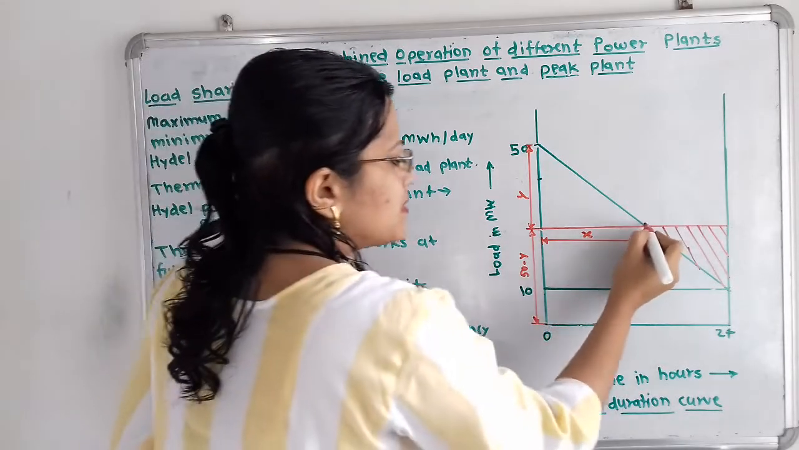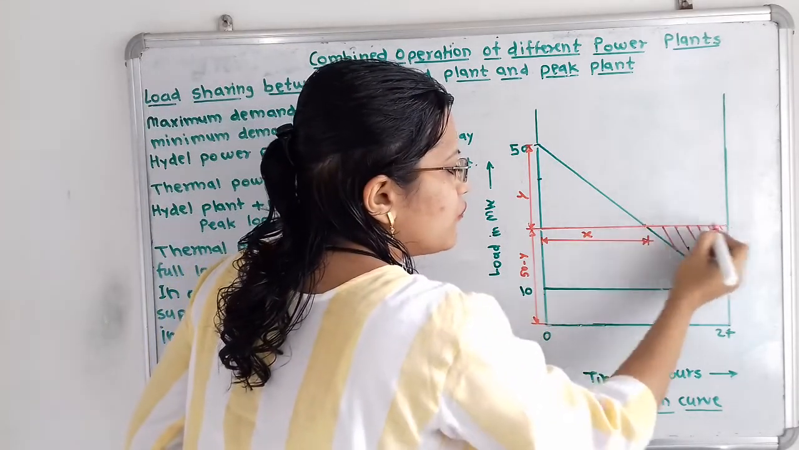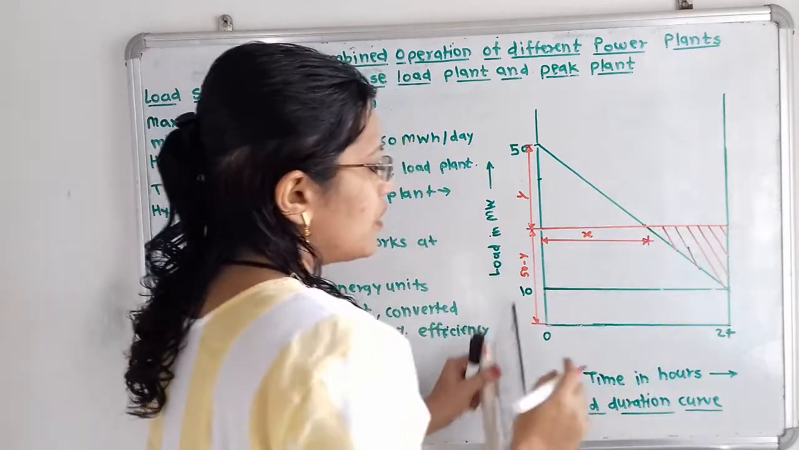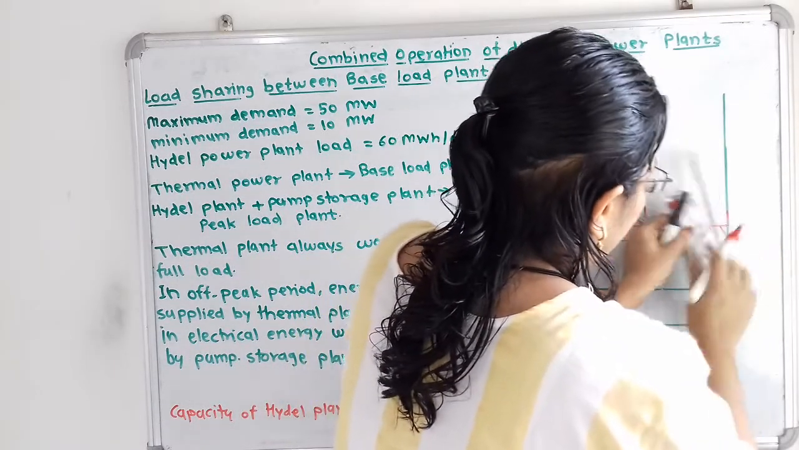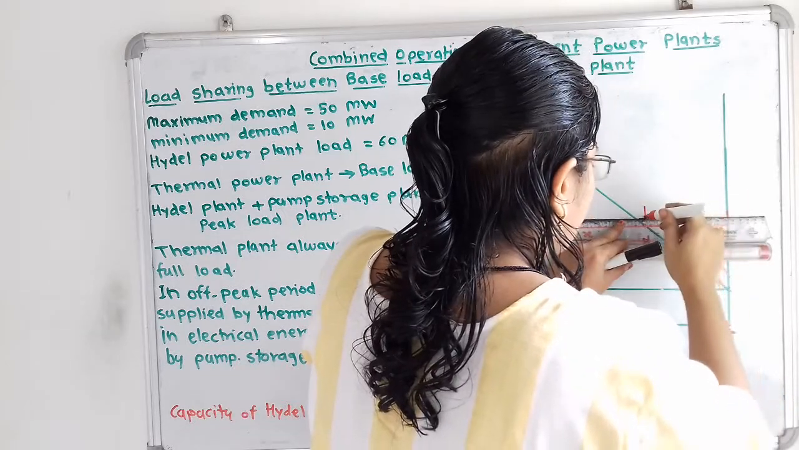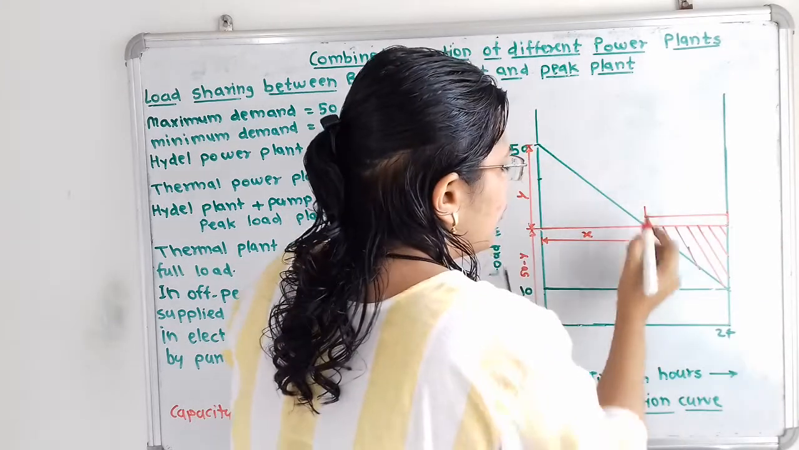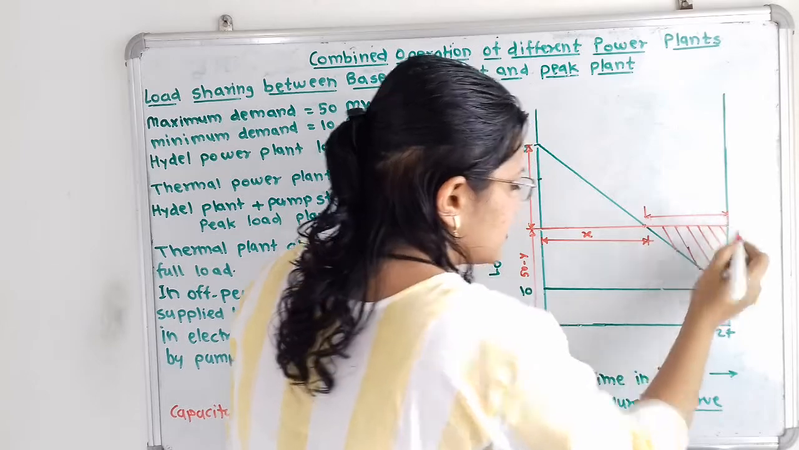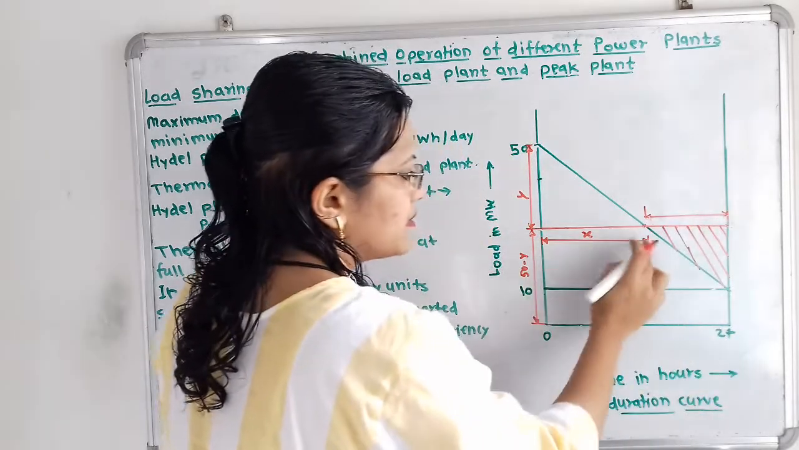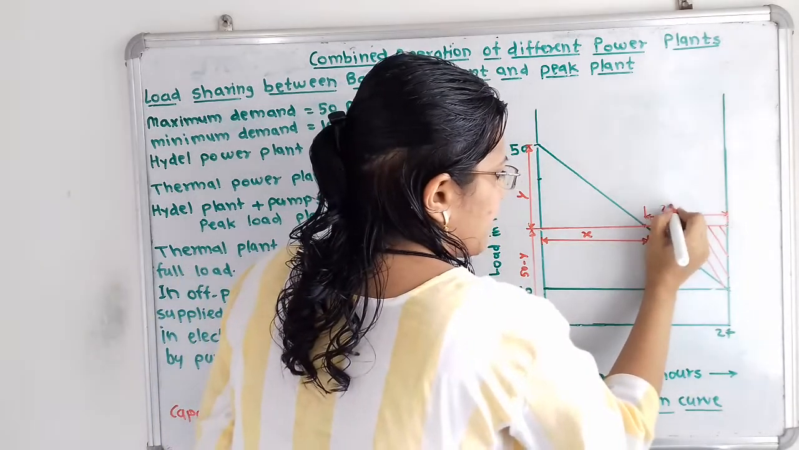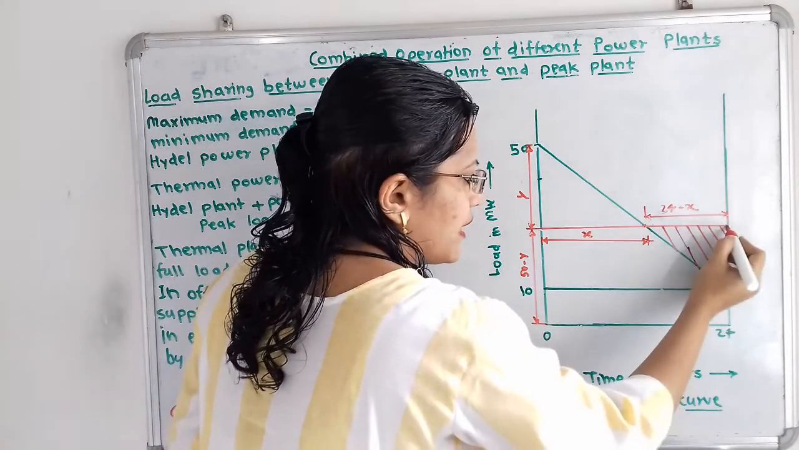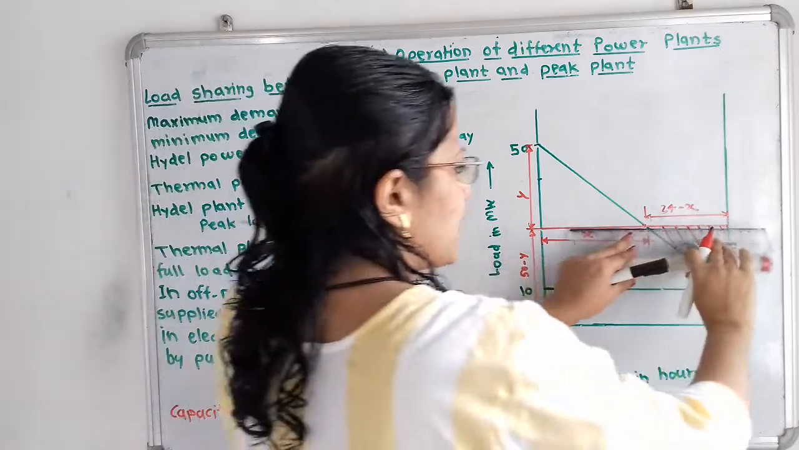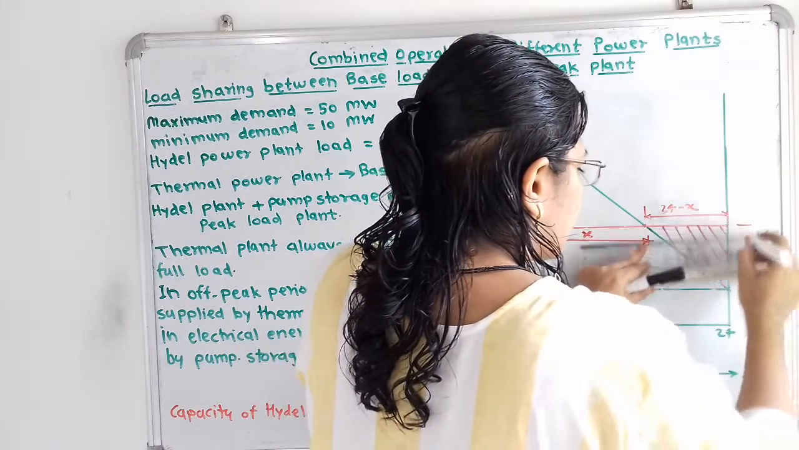So what is the number of hours? What is the value for this horizontal line? Again we will decide this value from the diagram. I will mention here: the value for this horizontal line is nothing but 24 minus x. And what is the value for this vertical line? Again from the diagram we will decide this.